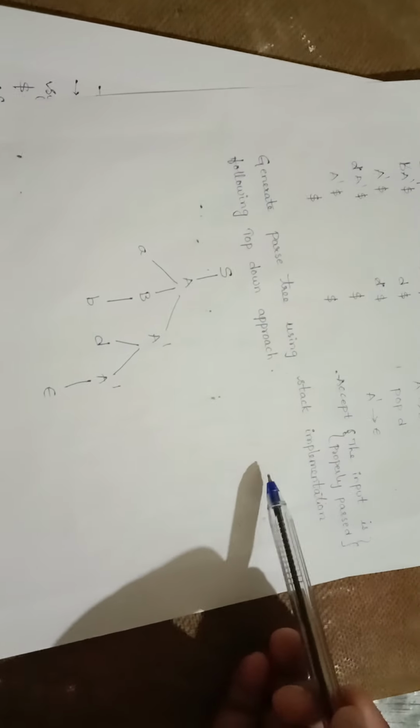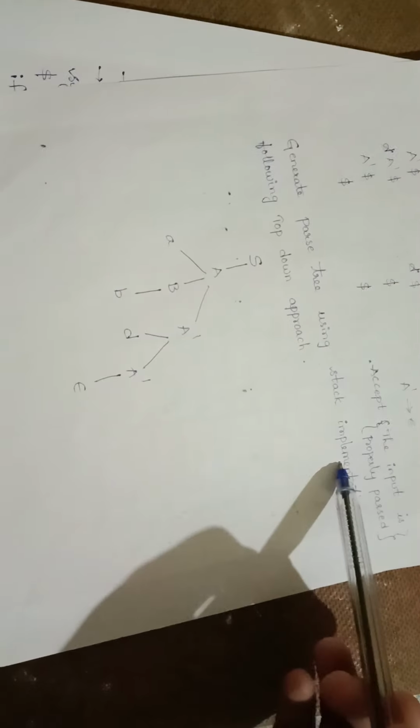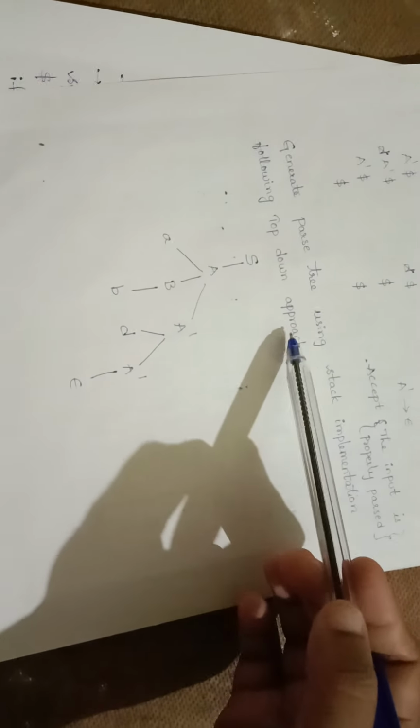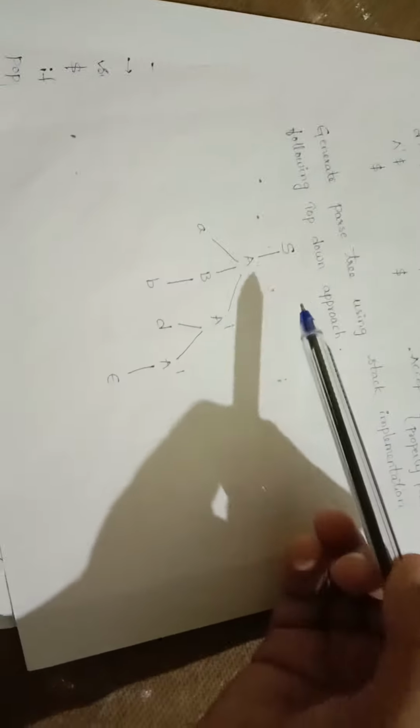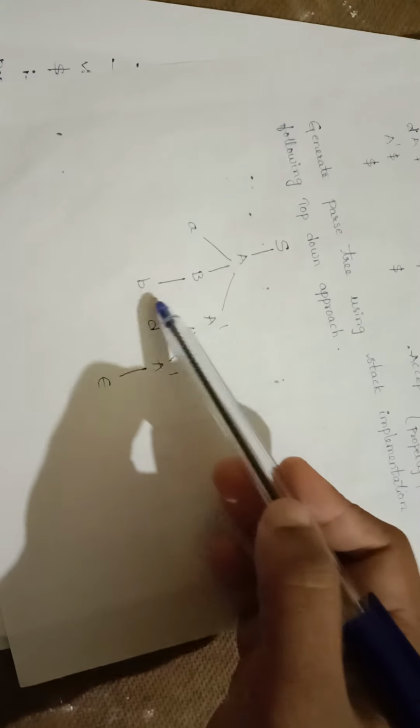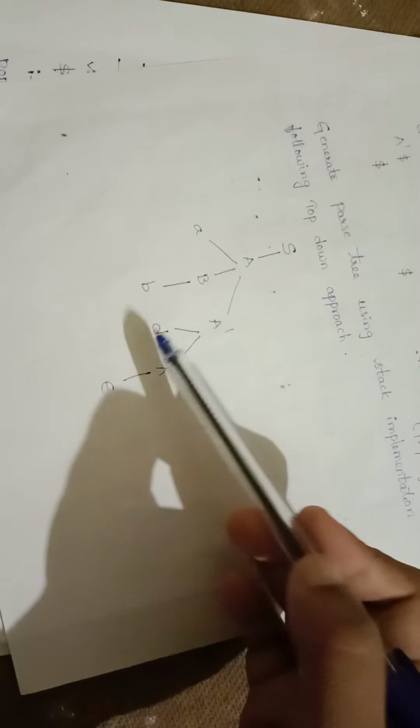So after parsing this, we need to construct the parse tree, generate the parse tree using stack implementation following the top down approach. So S tends to A tends to AB A dash, B tends to D, A dash tends to D A dash, and A dash tends to epsilon. So the given input string is ABD. So we have derived the given input string and the string is successfully parsed. So this is how we implement this.